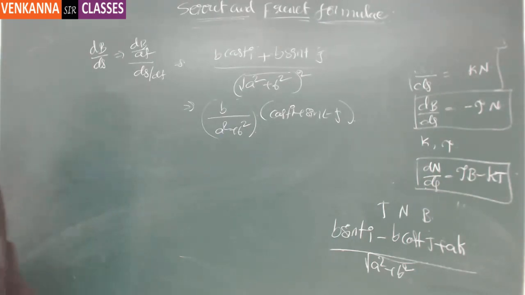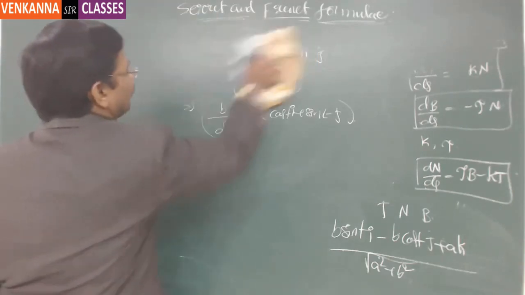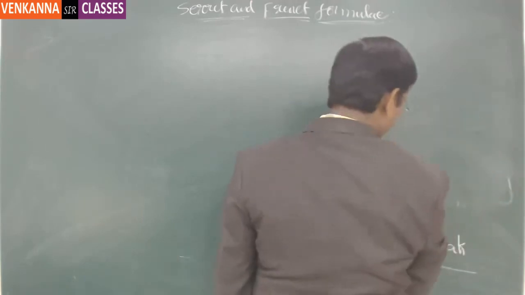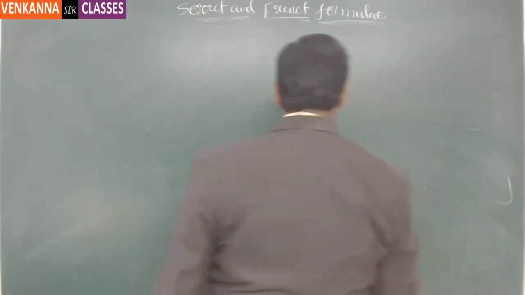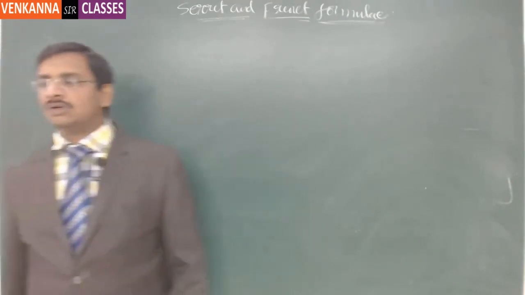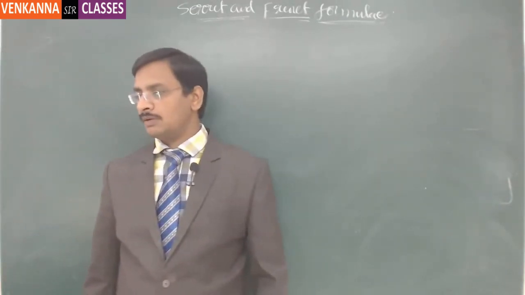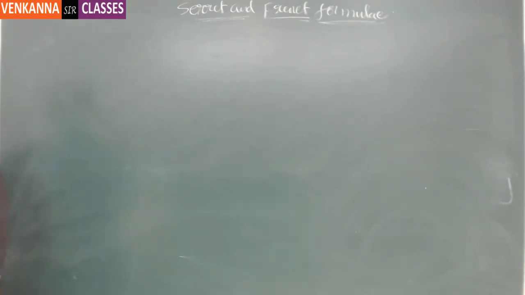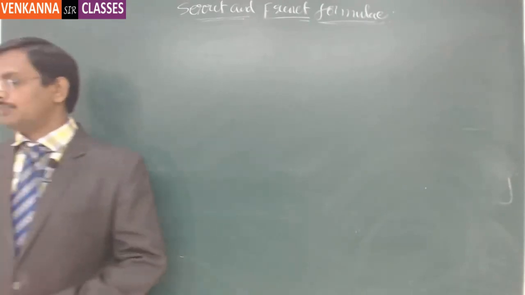Okay. So this is how you will be finding out the curvature and torsion values. Once you get these values, if you want to find out the radius of curvature and radius of torsion, then you have to take the inverse of that. So did you get a fair idea on Serret and Frenet formulae? Yes or no? Yeah, great.